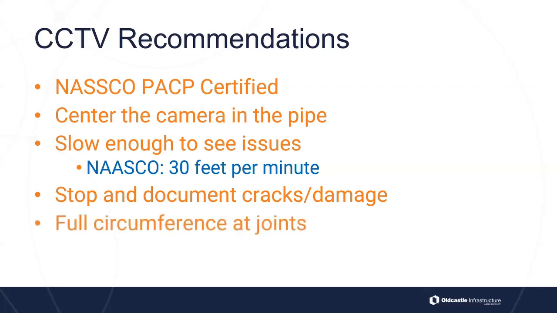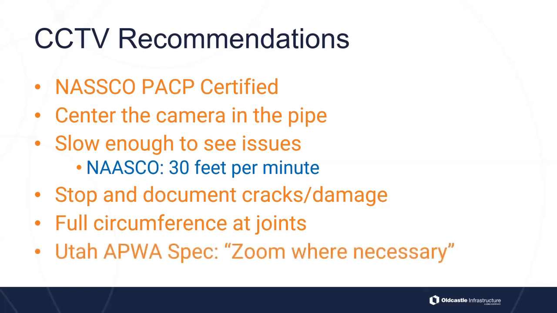Another recommendation is that you get full circumference at all of the joints. You want them to go through the entire joint so that we can look and see, is there any issue with that joint? Is the gasket in place? Is the joint too large? Does it exceed manufacturer's recommendations? Those are certain things that we want to look at on these joints and make sure that it's done correctly. Now, one of the notes that I found interesting was in the Utah APWA specification. It says zoom where necessary.